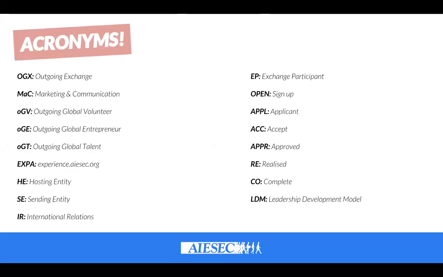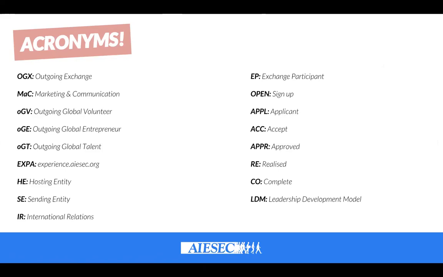First, these are some basic acronyms that you should be aware of and should know as OGX members. OGX stands for Outgoing Exchange. It's broken down into each of our main products: Outgoing Global Volunteer, Global Entrepreneur, and Global Talent. Our main product that we focus on is Outgoing Global Volunteer. At the bottom, we have EXPA, which is our platform that we use to do our exchange operations. We have HE, which is hosting entity, SE, which is sending entity, and IR, which is international relations.